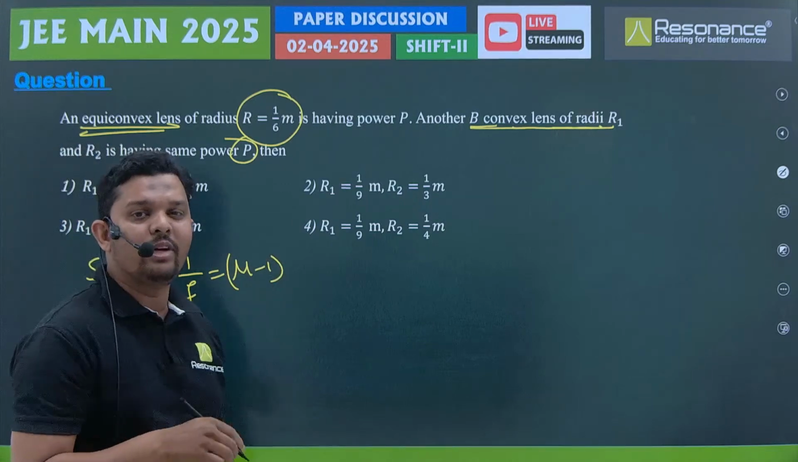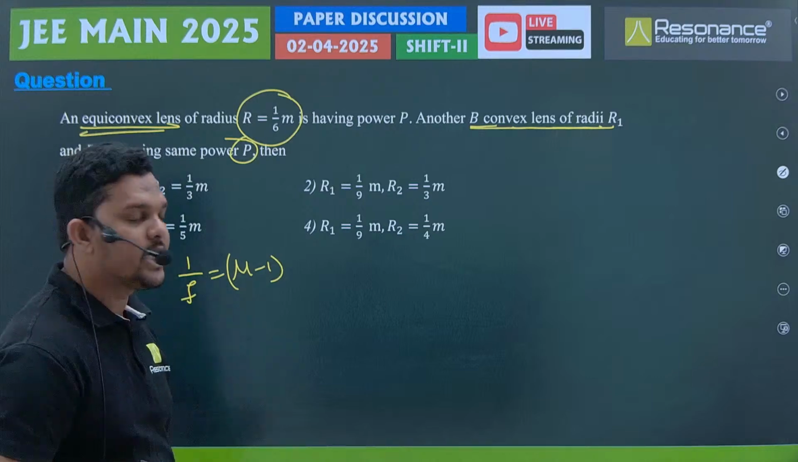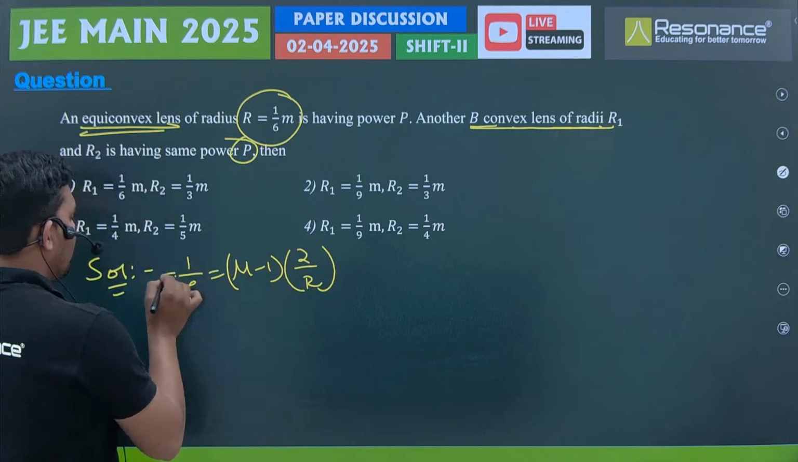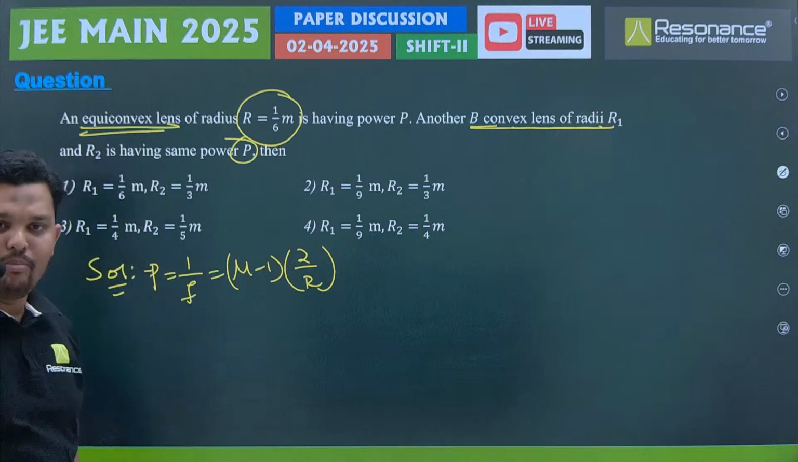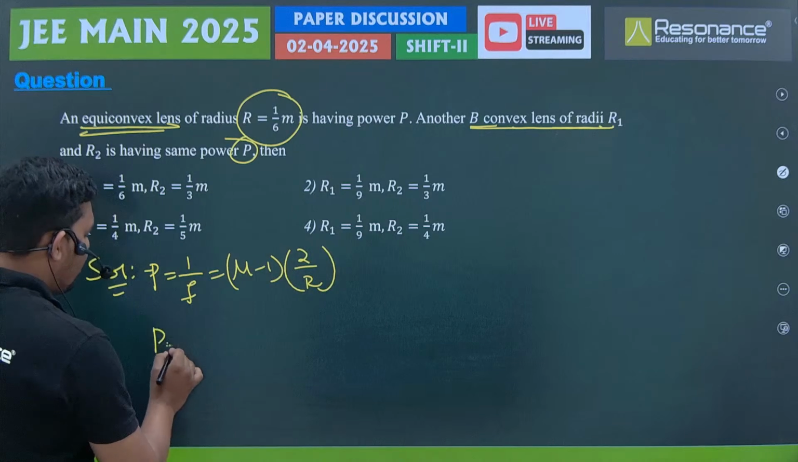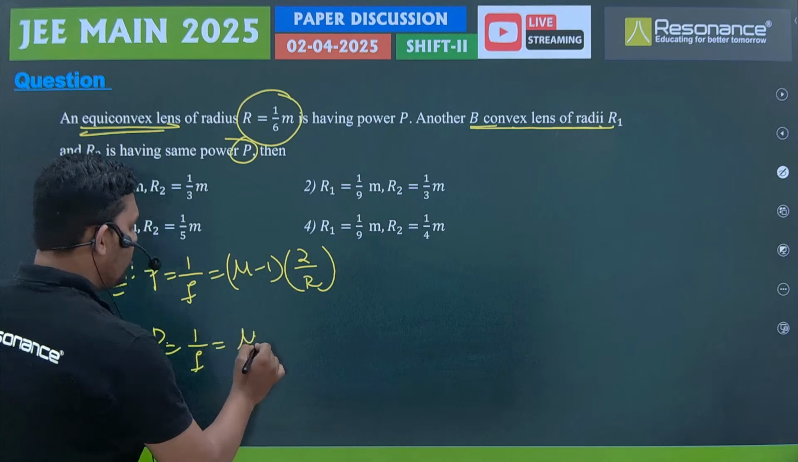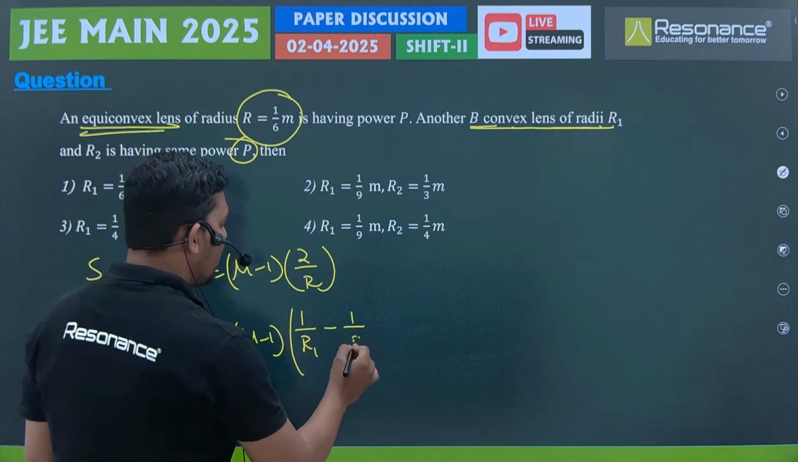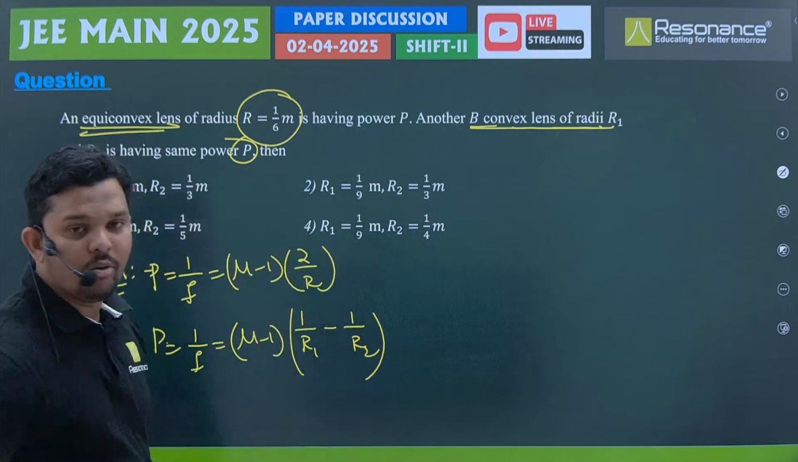For the equiconvex lens, R1 and R2 are the same with opposite signs. So you are going to get 2 by R. And this 1 by F is basically defined as power. Okay, this is for the equiconvex lens. And for the next lens, power equals 1 by F, again (mu minus 1) into (1 by R1 minus 1 by R2), as he clearly mentioned that R1 and R2 are the radii.